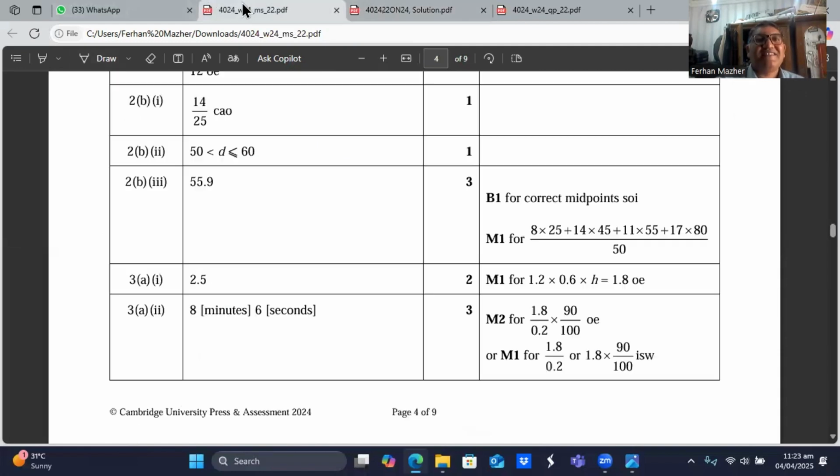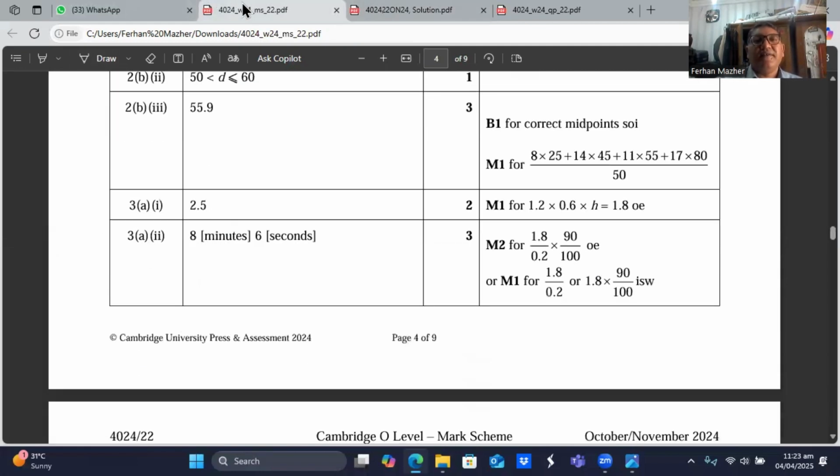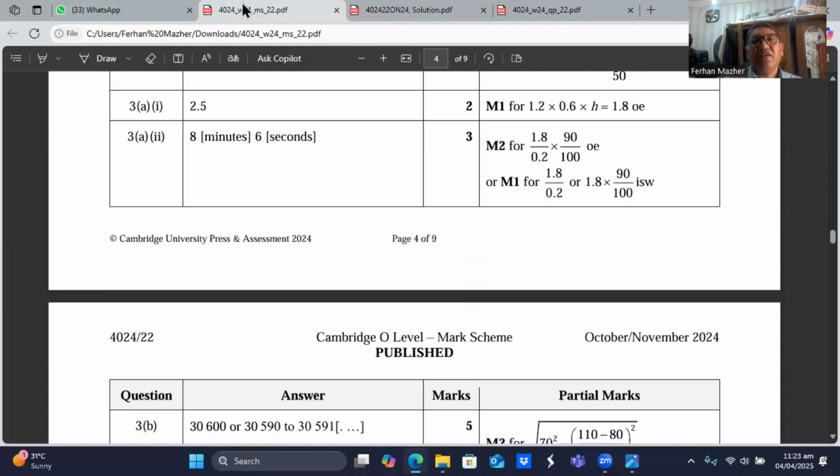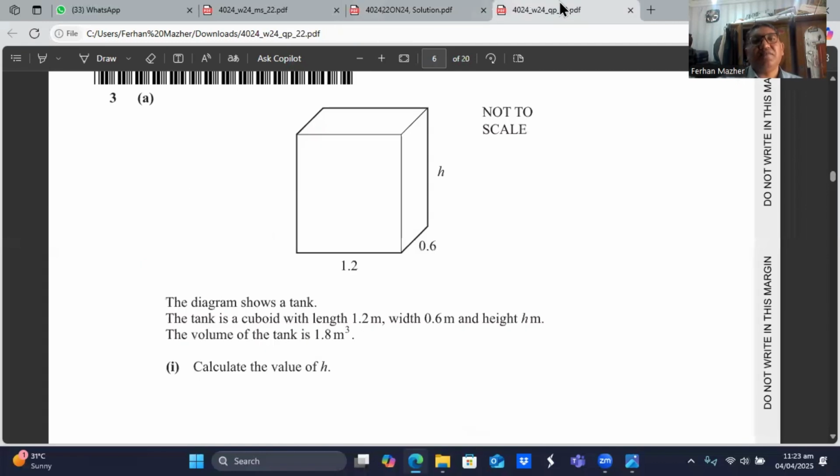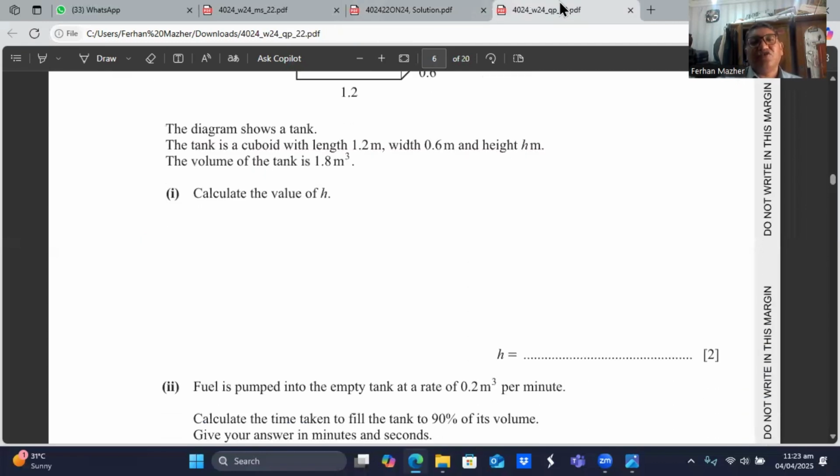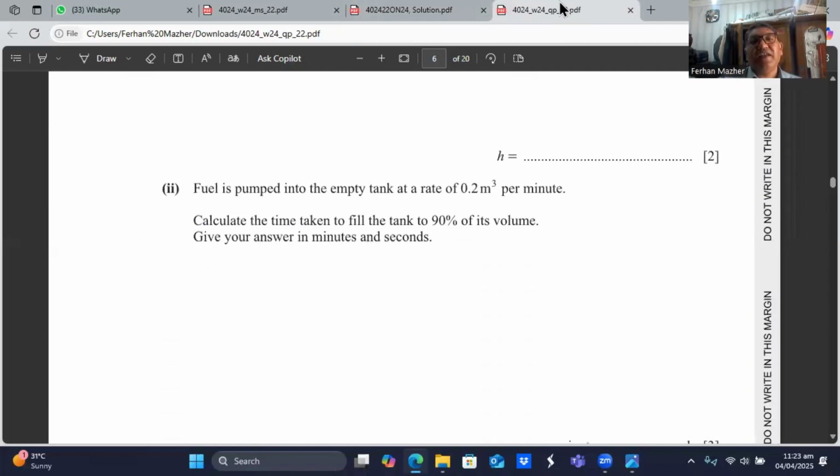So the height of this tank will be 2.5 meter. This is how this is done. Okay. Then the next question is question number 3, part A, its second part.